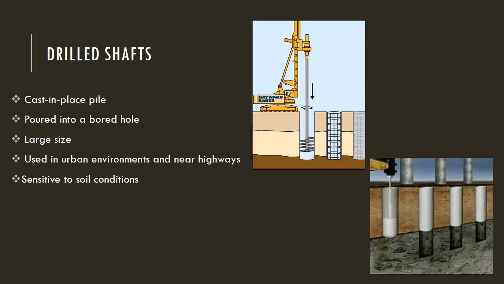This type of pile is also very sensitive to soil conditions. If the soil is completely dry, a hole can be bored and concrete can be poured directly into it. However, if the soil is loose or contains any water, some type of form, either a steel casing or a slurry mix, must be used to support the sides while concrete is pumped into the hole.